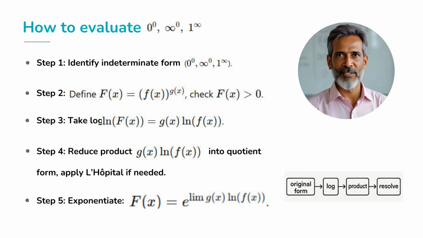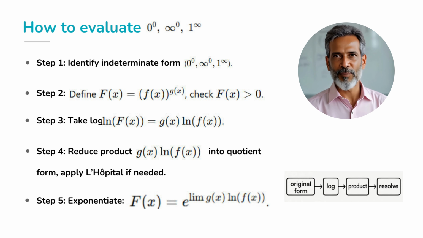Step 1. Identify the form you're dealing with. Is it 0 to the power 0? Is it infinity to the power 0? Or is it 1 raised to infinity? That's your first checkpoint. Step 2. Rewrite the problem in a standard way. Let capital F(x) equal f(x) raised to the power g(x). That's your base setup. Step 3. Take the natural logarithm of both sides. So, log of F(x) equals g(x) multiplied by log of f(x). This converts the scary-looking exponent into a product.